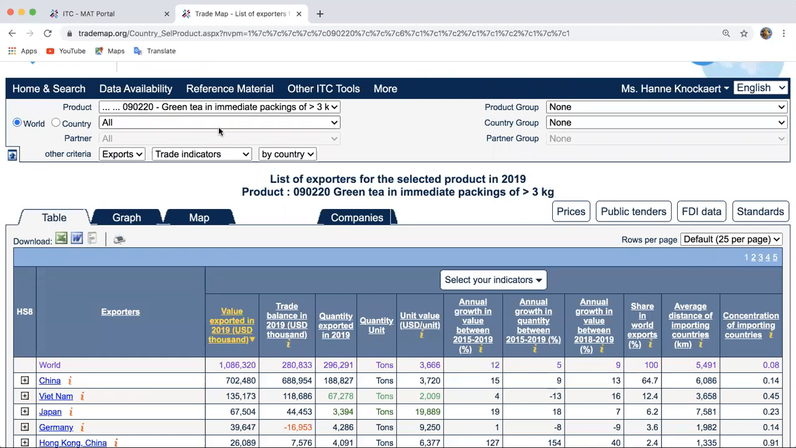We want to look at all the countries, and we want to look at exports. We clicked on trade indicators, and at this point, this is an extra option, but you can look at by product or by country. I always do this to make sure that I'm looking at the right table. I read the title. So I'm looking at the list of exporters for the selected product in 2019, which is the latest year available at this point. And we are looking at green tea of more than 3 kilos, so correct.